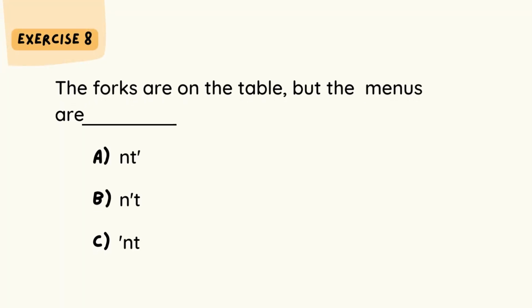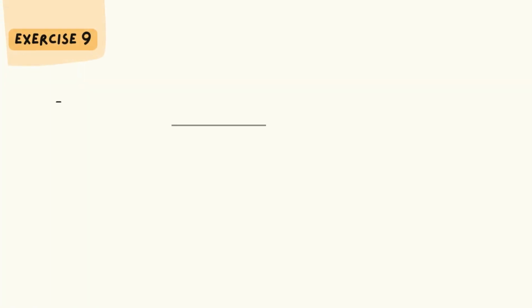Exercise 8. The forks are on the table, but the menus are A, aren't. B, aren't. C, aren't. B, aren't.